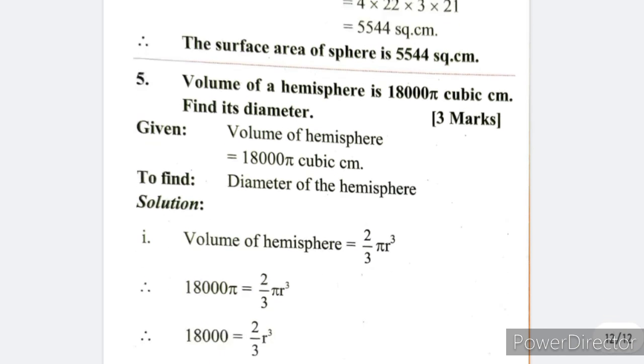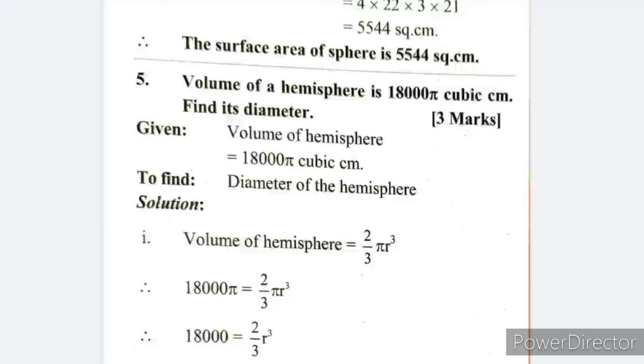So what is given to us? Volume of hemisphere is equal to 18,000 pi cubic centimeter. To find the diameter of this hemisphere, I will not show you this sum fully. I will just show you the method of how to do it. I hope that you can do one sum on your own. So the solution is, volume of hemisphere is equal to 2 upon 3 pi r cube. So 18,000 pi is equal to 2 upon 3 pi r cube.